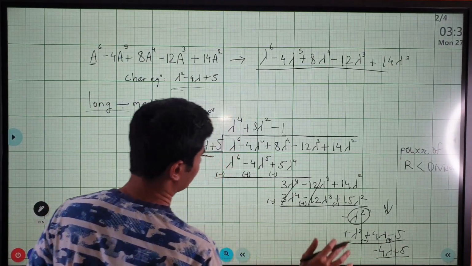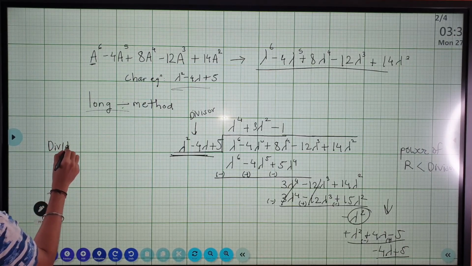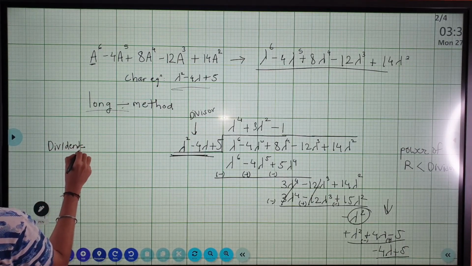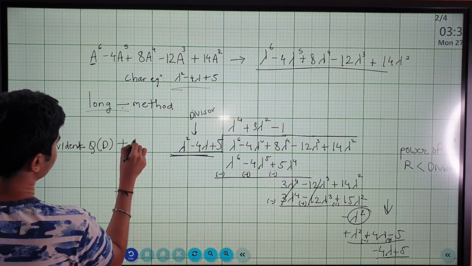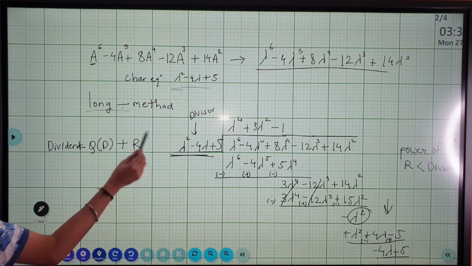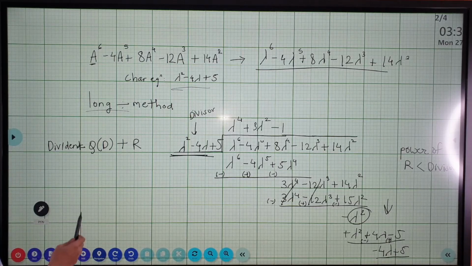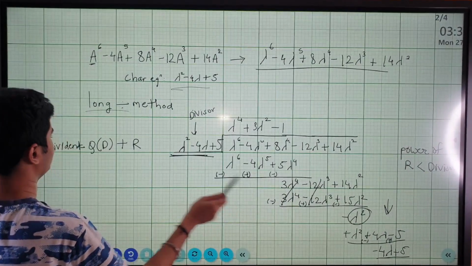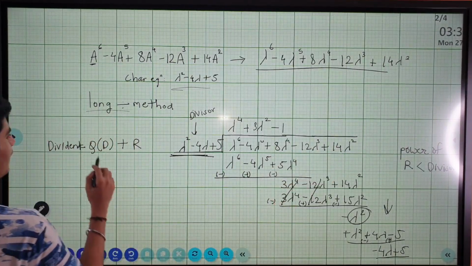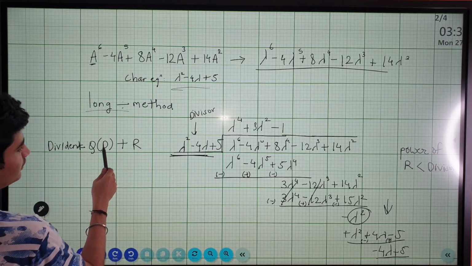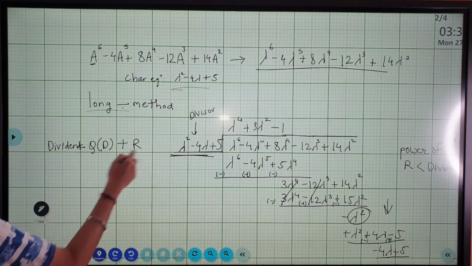Now we'll write the final solution. We know that dividend is equal to quotient into divisor plus remainder. This is the equation, you have to learn this: dividend is equal to quotient times divisor plus remainder. We are just going to substitute the values in this equation. Our dividend here is this one, our quotient is this, the divisor is this, and the remainder is that.